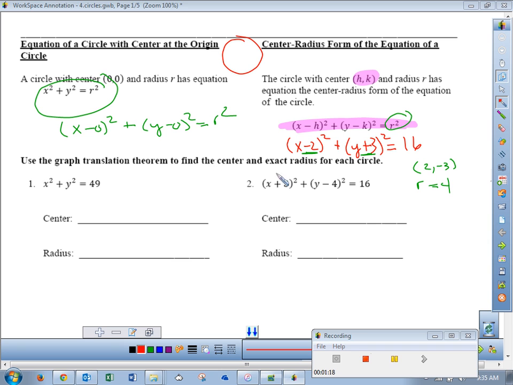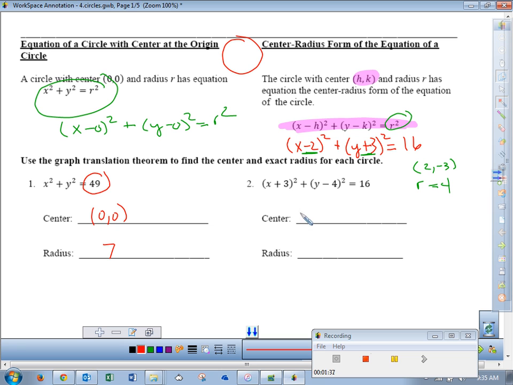Use the graph translation theorem to find the center and the exact radius of each circle. This one, since there's nothing happening to x or y in the parentheses, has its center at (0, 0). And for the radius, remember you just have to take the square root. So the radius is 7. You do know that there's also -7 as the square root of 49, but obviously the radius can't be negative, so that's just 7.